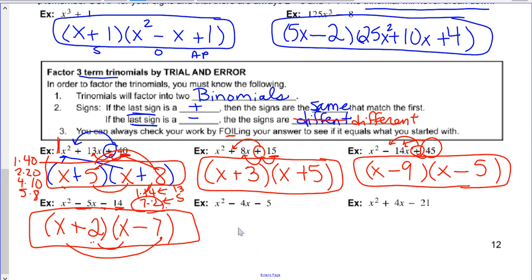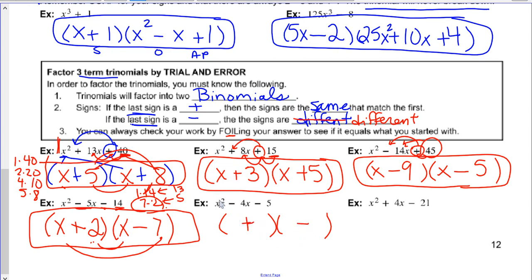So let's try this guy here. Three terms, nothing in common to take out, so I know it's going to be 2 binomials that I must do my trial and error on. Notice here the last sign is a minus, so the signs are different. I'm going to put a plus and a minus.